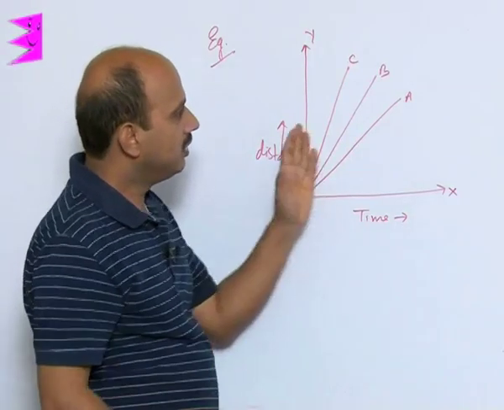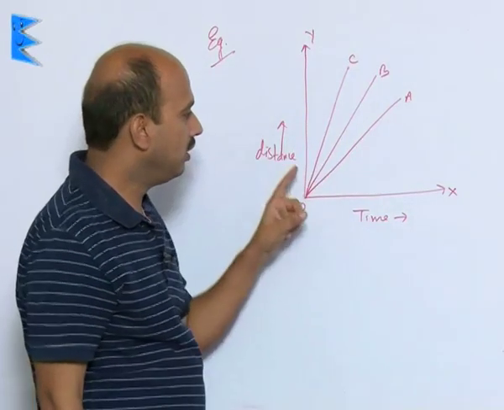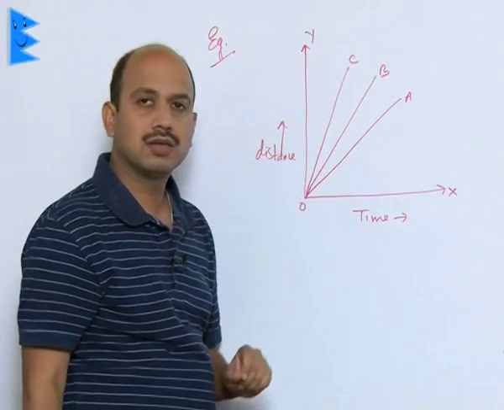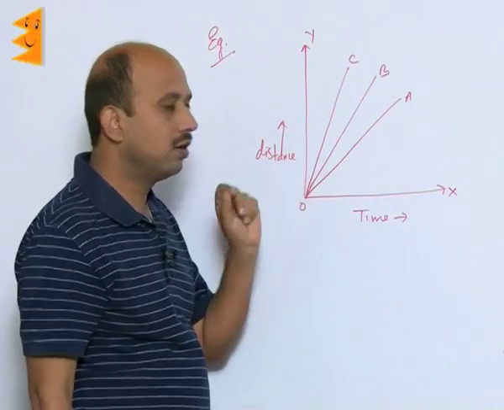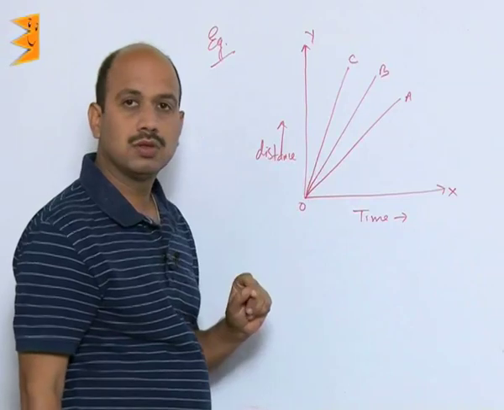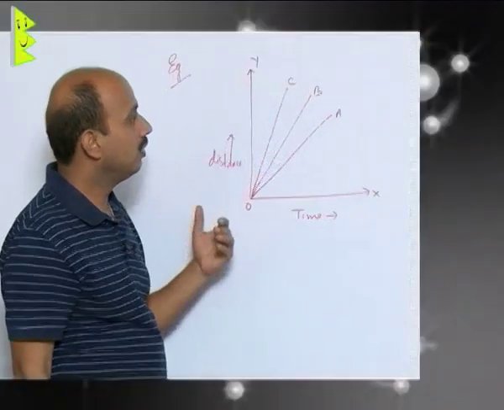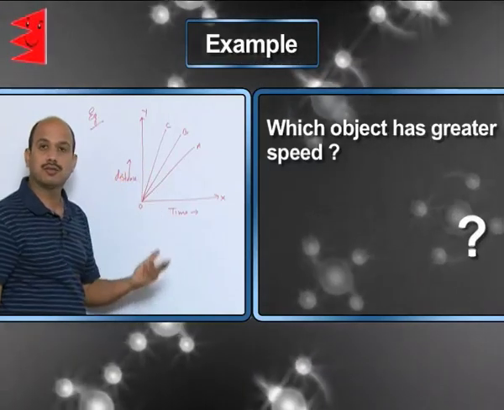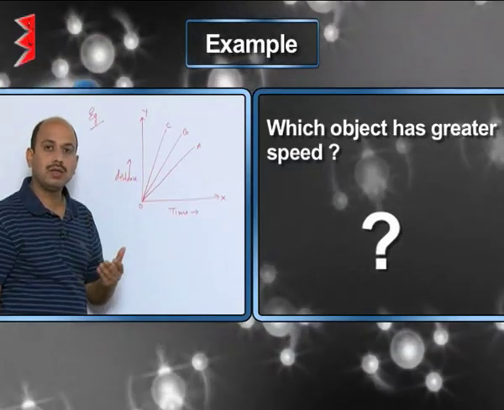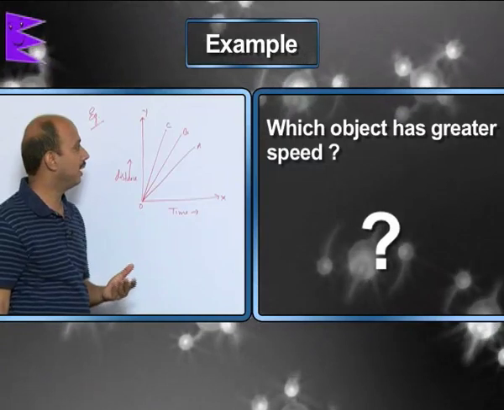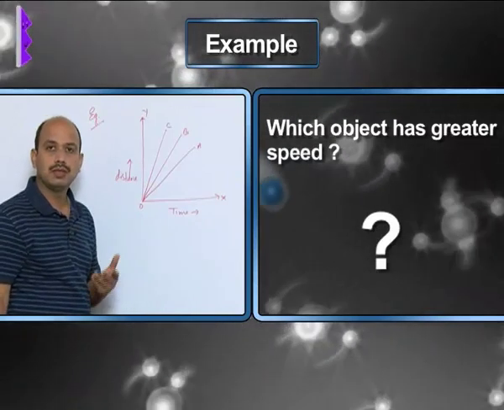If you see these three graphs, all three are straight lines, all three are showing uniform motion, that means uniform speed. Now, you have to tell which object has greater speed. Just by knowing the slope of the graph, we can tell which object is moving with the greater speed.